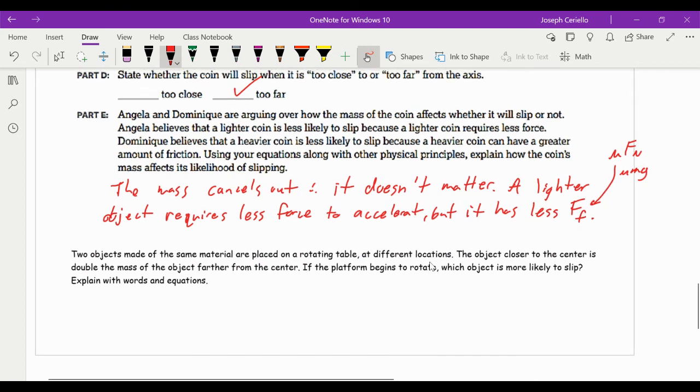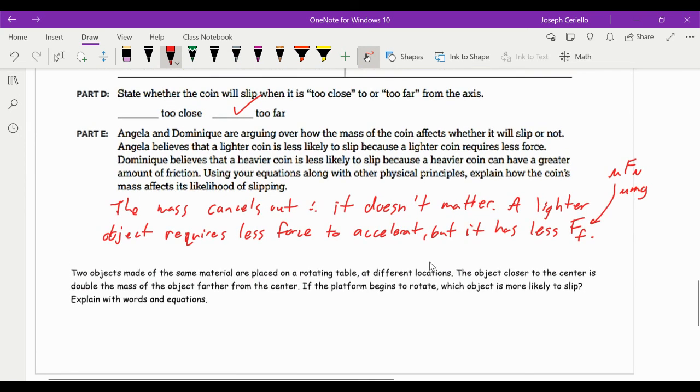It's the same idea behind why all falling objects accelerate towards the Earth with the exact same acceleration, regardless of mass. Heavier objects have a greater force of gravity pulling on them, but they also require more force to pull them. So it cancels out.